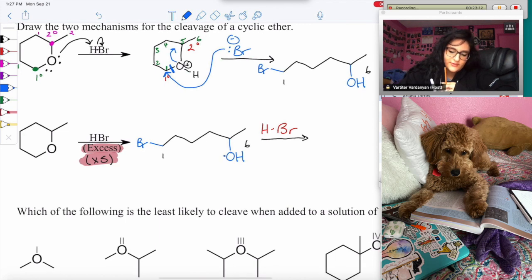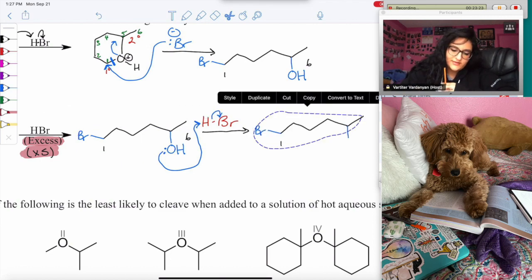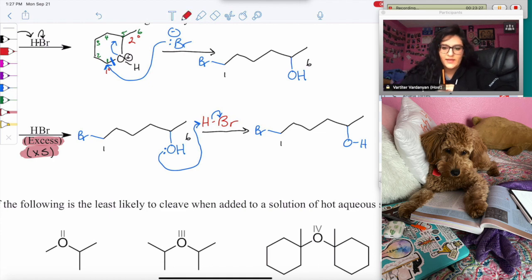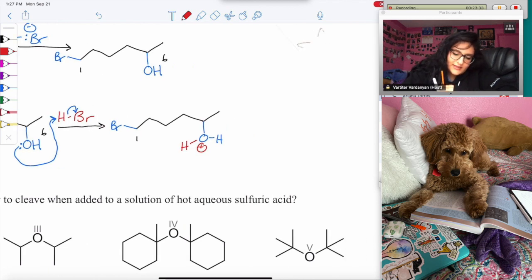So we're going to activate the oxygen again. It's going to take that hydrogen. I'm lazy, so I'm just going to duplicate that again instead of redrawing it. Now instead of just an alcohol, we have H2O plus, and so this became a better leaving group. Our Br minus can attack that carbon and kick off the leaving group.